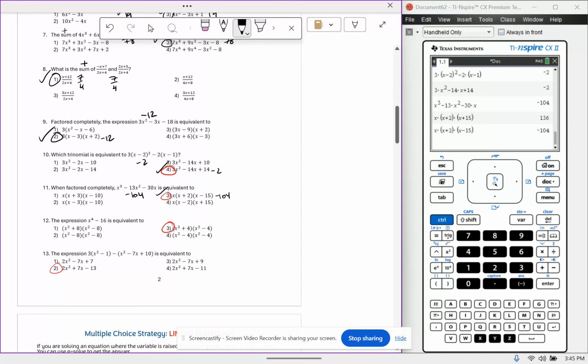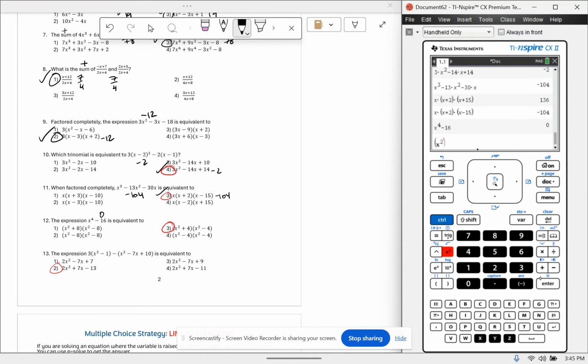Yay. Okay, let's try question 12. It says x to the fourth minus 16 equals 0. Then let's see if answer choice 3 is equivalent to 0. Yes, 0. Okay, and then 13. Last one. Make sure you put in those parentheses or it's not going to get the answer right for you.